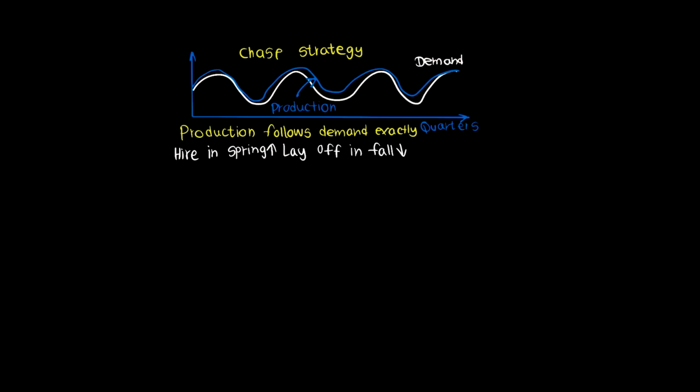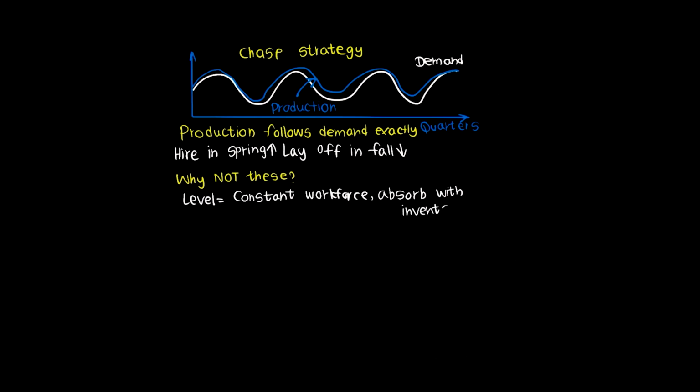The level strategy keeps the workforce and production rate constant, using inventory to handle demand swings. This company is not building up inventory. It is physically changing how many people are on the payroll each quarter. A subcontracting strategy sends excess work to outside firms during peak periods. This company hires its own employees rather than farming work out externally.